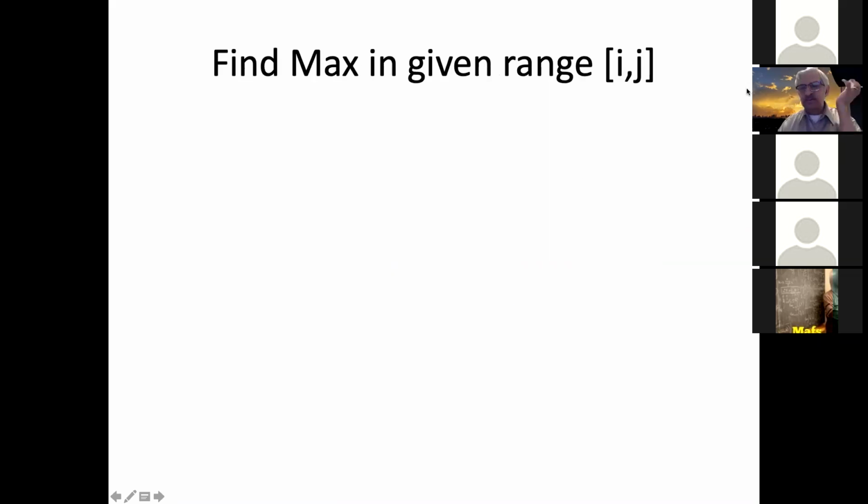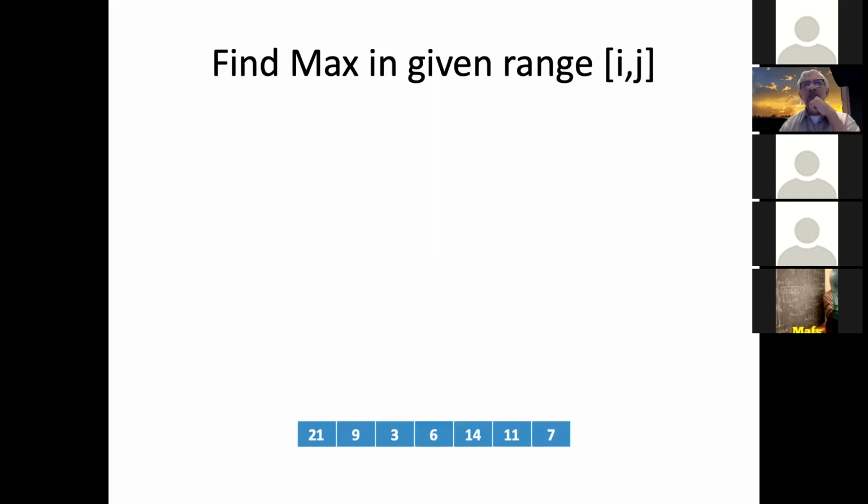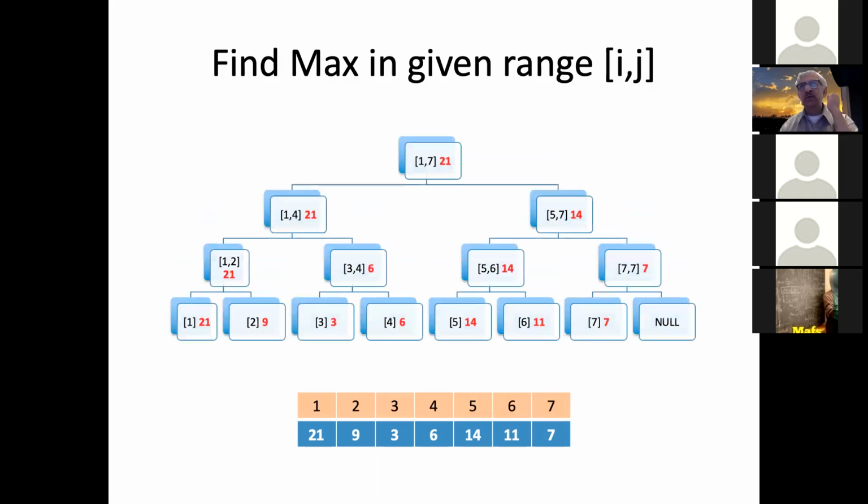Yeah. So let's say we are given an arbitrary range, i comma j, and we're asked to find the largest item in this range. There's our array again, and those are your indexes, and that's your tree. That's what it looks like. So our question is, if you give me some strange looking range, how do I figure this out?